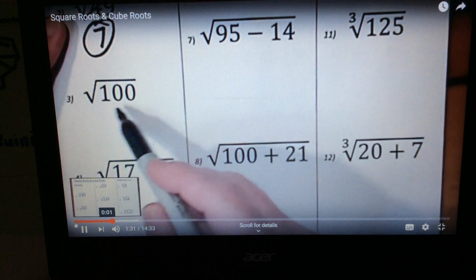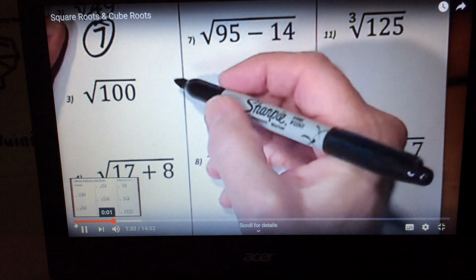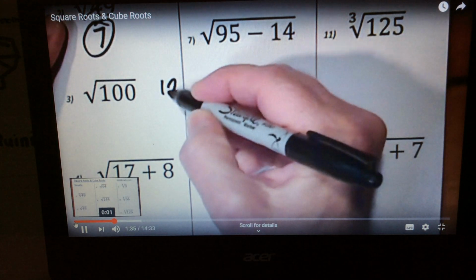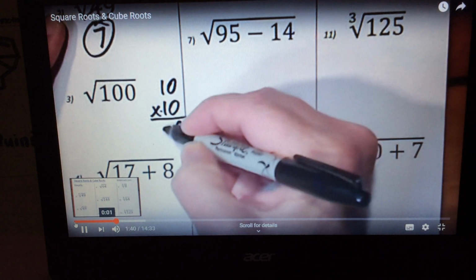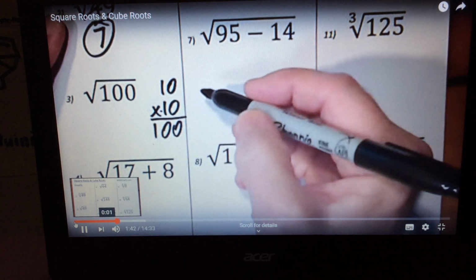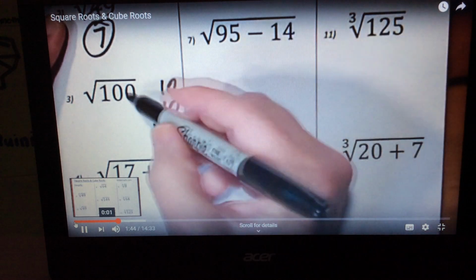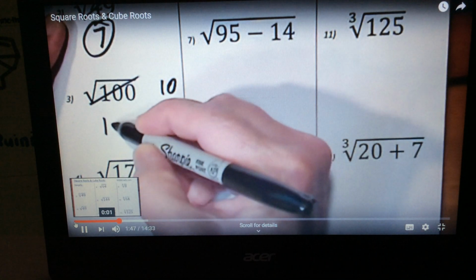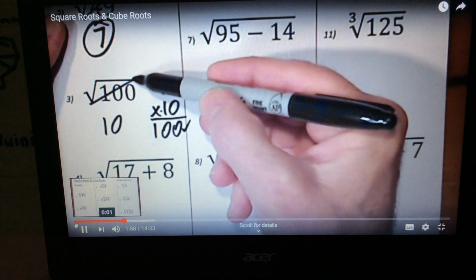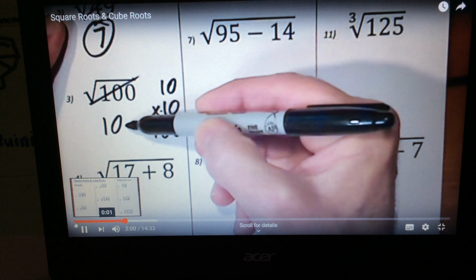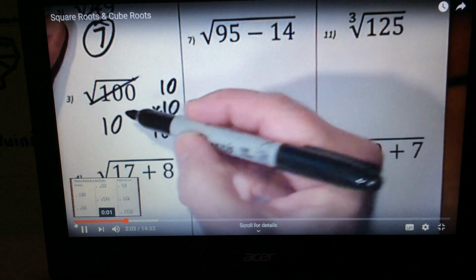The square root of 100: if you think of 10 times 10, that would give you 100. So the square root of 100 is simply 10. Notice when I write the 10, there's no more radical sign or radical symbol over it. You write the number without the radical symbol once you've taken the square root.